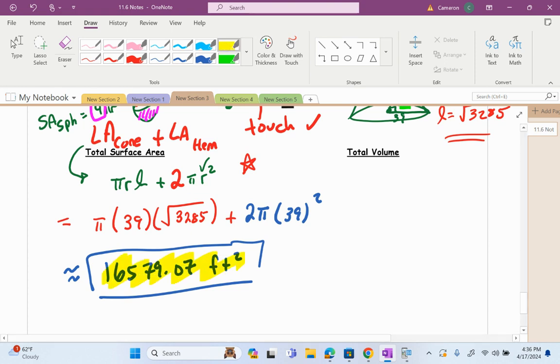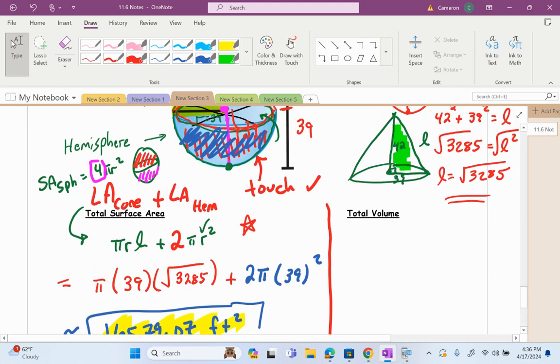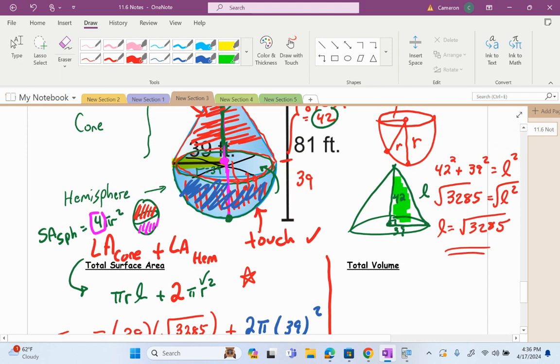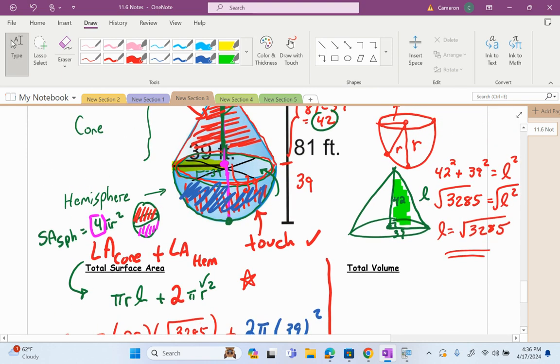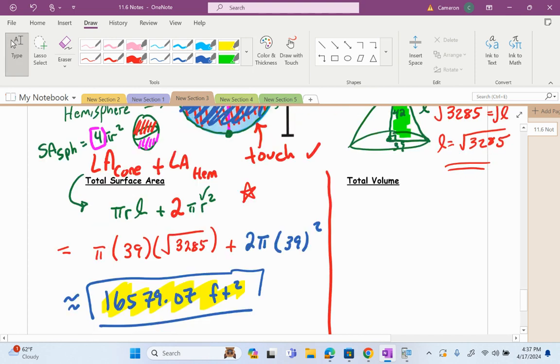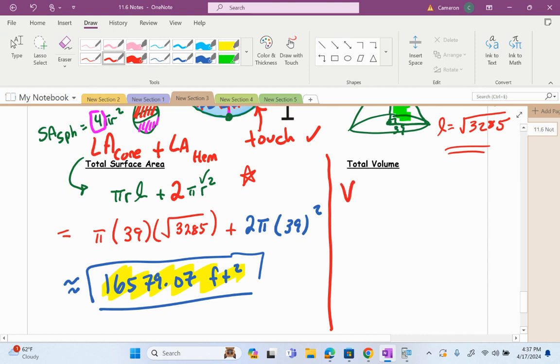Total volume, I think, personally, is a little easier than total surface area because I don't have to worry about what surfaces can I touch versus what surfaces can I not touch. I'm just interested in the total volume of that hemisphere, how much space, how much cereal could I fit inside of that bowl, plus how much cereal could I fit inside of that cone, and just add them all up. Hey, I see a hemisphere, I see a cone, I'm putting them together. So this is just going to be the volume of the cone plus the volume of the hemisphere.